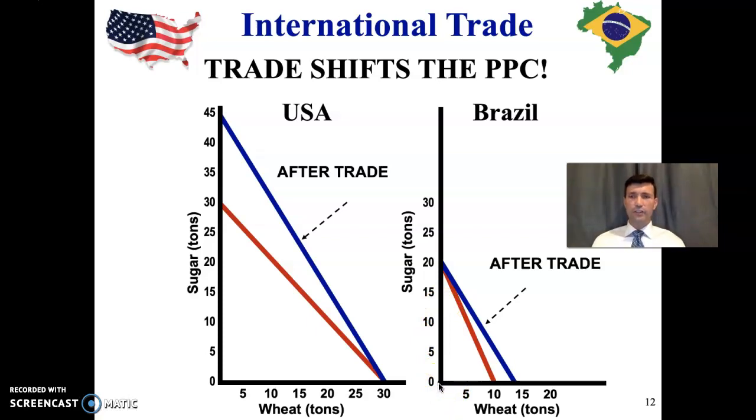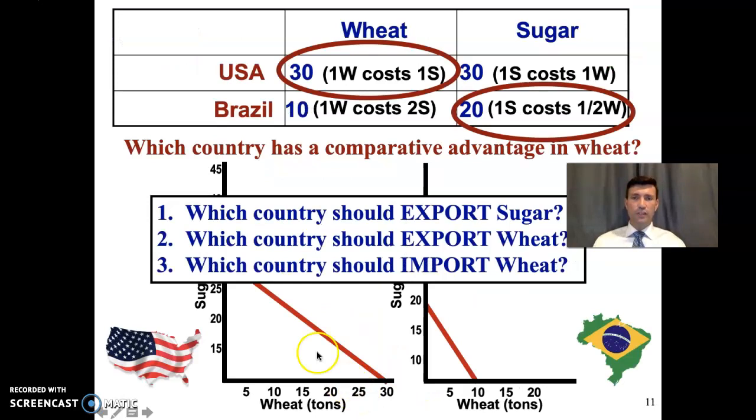The slide earlier, I actually had the terms of trade listed. So the terms of trade here would be anything in between those two values in either column. To determine terms of trade, as I did in the slide that shows the shifted PPCs, I looked at the wheat column and said, well, in the United States, a wheat is worth 1 sugar. In Brazil, a wheat is worth 2 sugars. For a wheat to trade between the two, a wheat should be worth somewhere between 1 and 2 sugars. So I took the easy answer of 1.5 to split the difference.